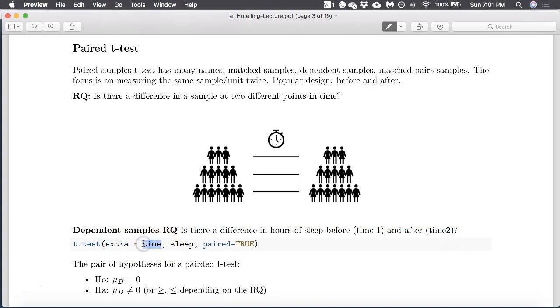You would have time here instead of group. You would tell it the data set here, and then you would say paired equals true, so it knows that it's using the paired t-test formula. So the format is the same for them. You just have to add the paired equals true. It doesn't even recognize the difference between time and group. That's why you have to tell it this is paired.